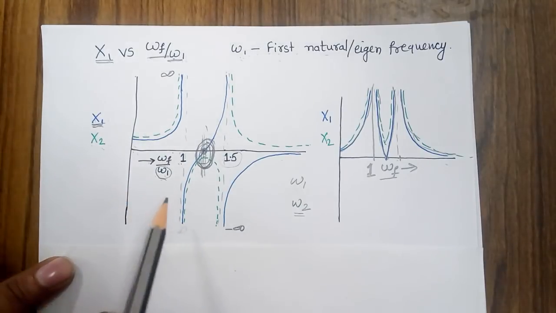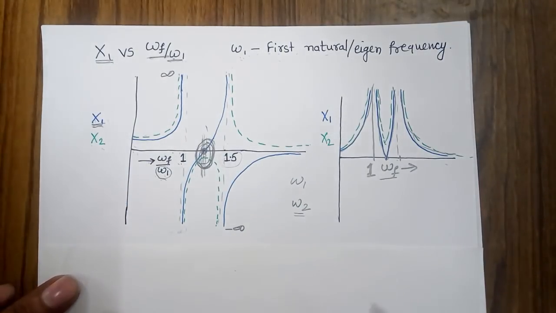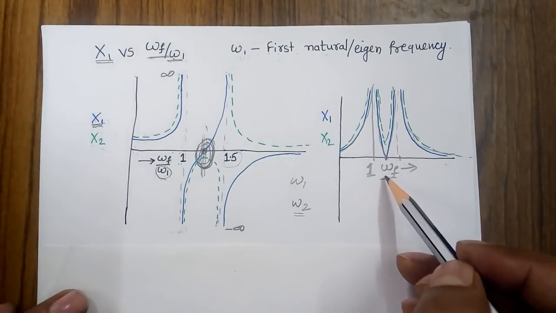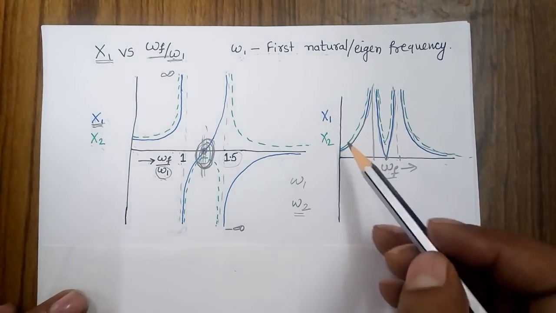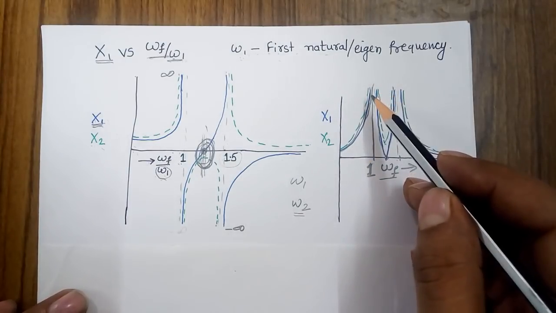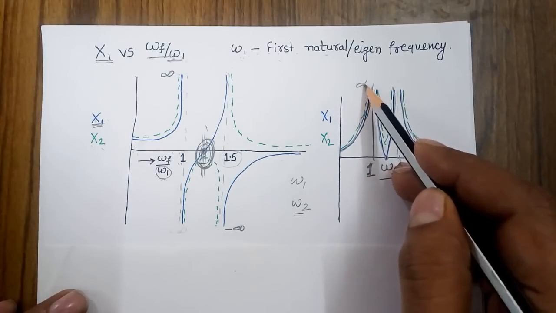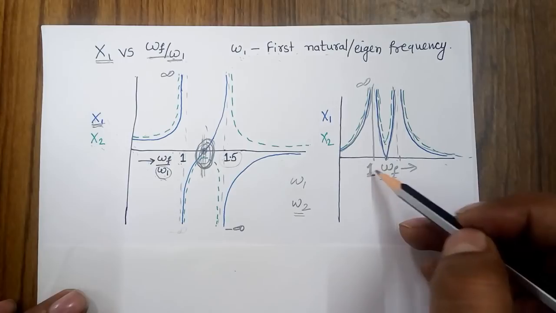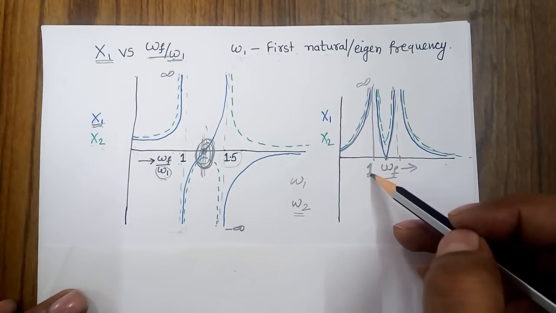And if I consider only the absolute value, the response will look like this: when I increase the excitation frequency, the response will increase. Since we don't have any damping, ideally it will go to infinite value when the excitation frequency is matching with the first natural frequency.